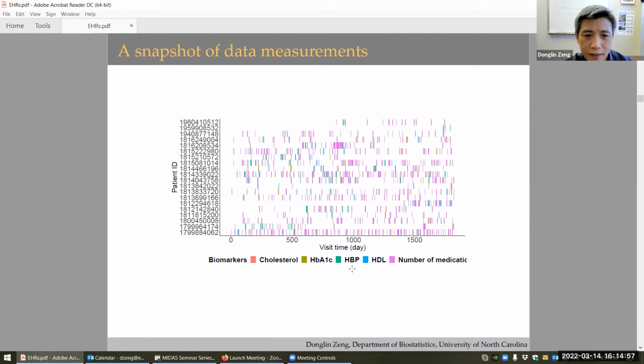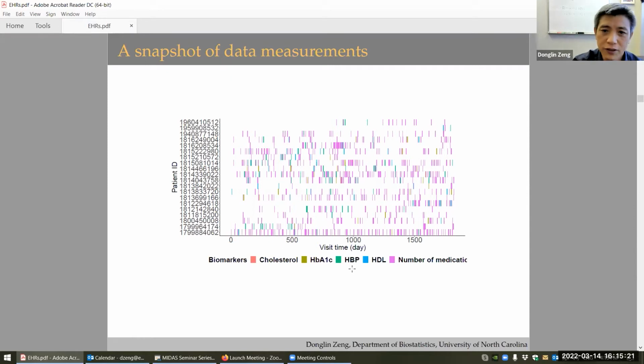You can see that for each patient, when they take a measurement is very different, right? The first patient has a measurement only after about 600 days. But for the last patient, you can see measurements almost everywhere. And even for different biomarkers, the measurements are very different. As you can see, there are a lot of pink marks. Basically, they correspond to medications.